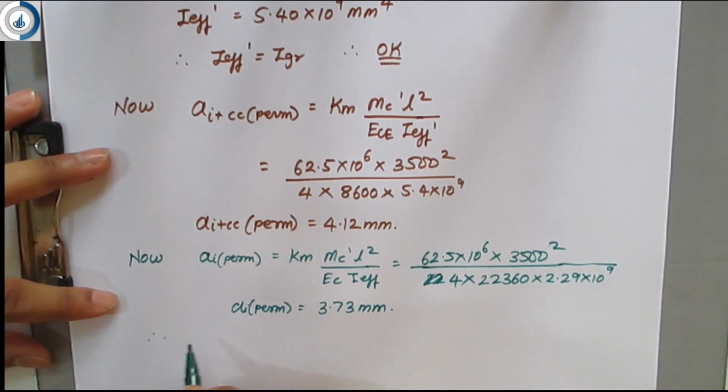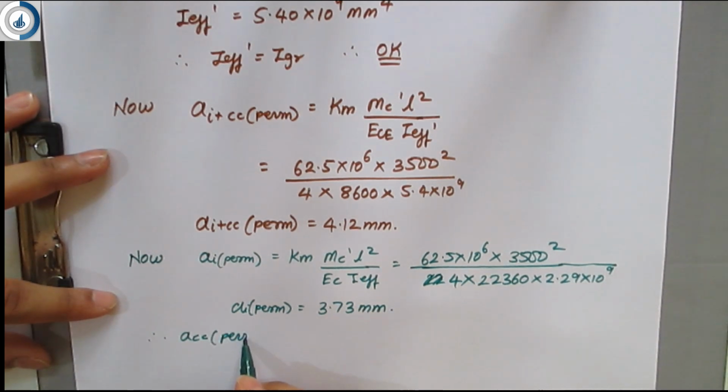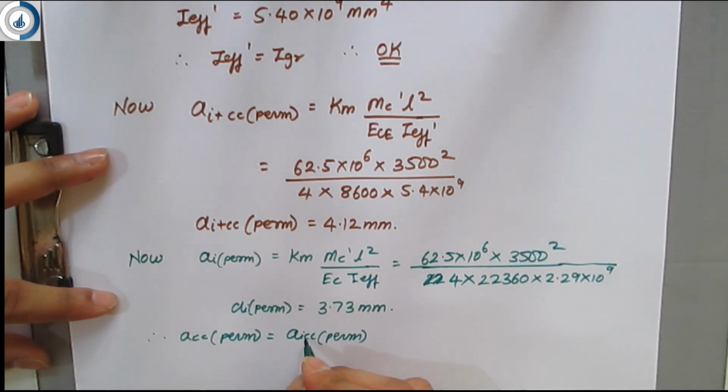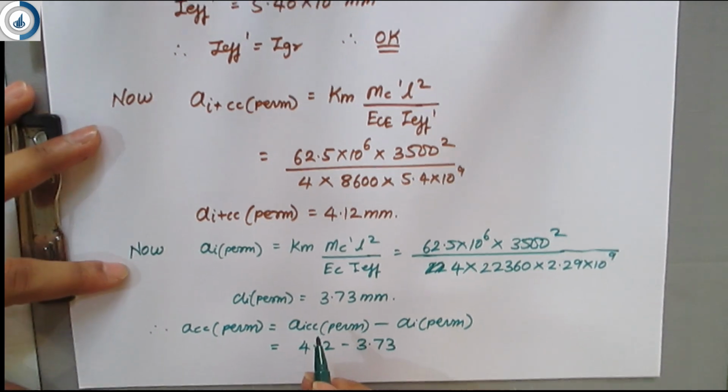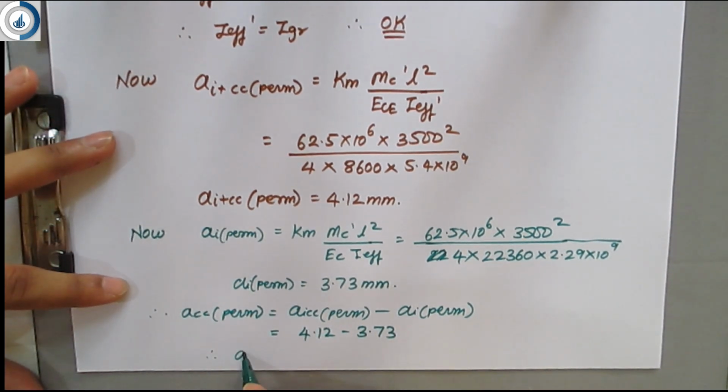Therefore ACC permanent is equal to AI plus CC permanent minus AI permanent. So this will be 4.12 minus 3.73. Therefore ACC permanent is equal to 0.39 mm.